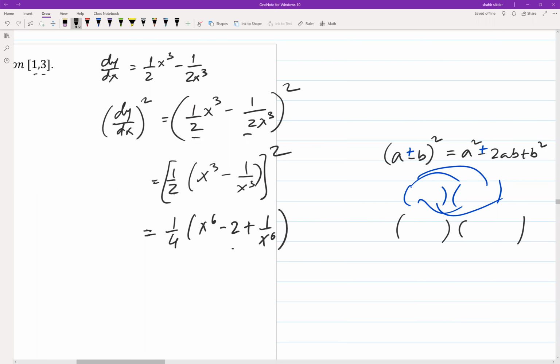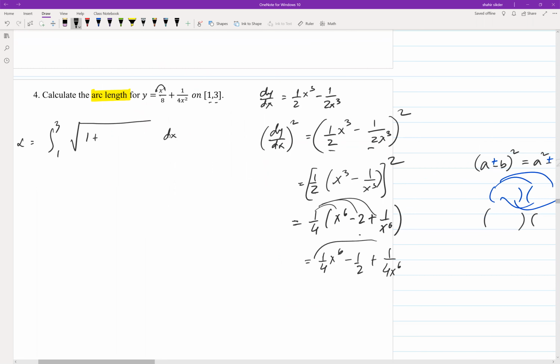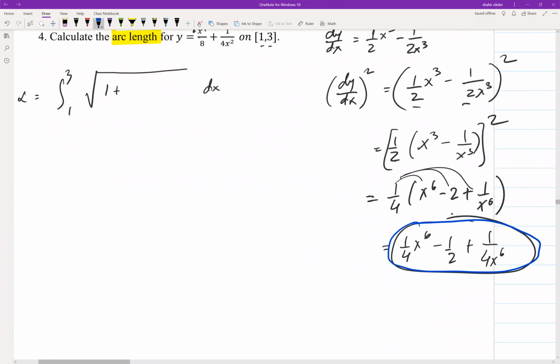Okay, upon distributing the 1/4, how's that going to look? It is 1/4 x to the 6 minus 1/2 plus 1/4 x to the 6. Right, so this is how it looks. So I'm going to go ahead and copy this right here and put it in here. I'll use a blue. So if I do that, I would have 1/4 x to the 6 minus 1/2 plus 1/4 x to the 6, but it's on the bottom.